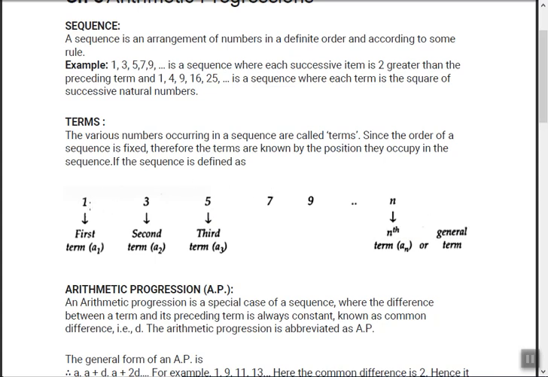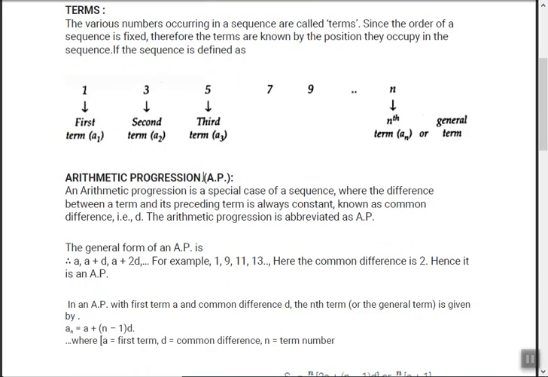If I add 2 times, what number will I get? 1 plus 2 is 3, 3 plus 2 is 5. So I can say 5 will be the third number in the sequence, right? Because I know 2 is the common difference. That's why this is known as a term, and that is the meaning of this sentence: the order of the sequence is fixed, therefore the terms are known by the position they occupy. 5 occupies the third position, 7 occupies the fourth position.